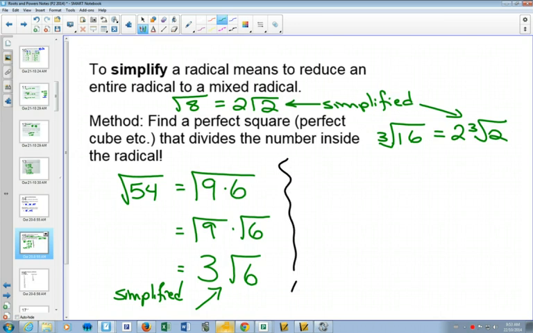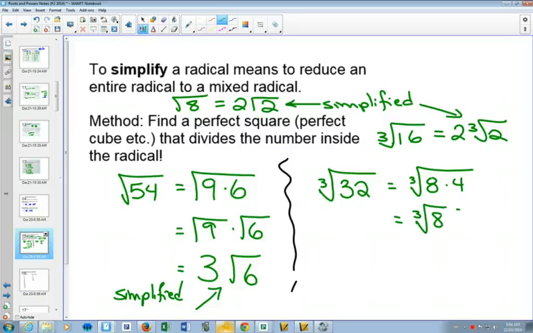Let's do one for cube roots. Let's do the cube root of 32. What are numbers that multiply to get 32? 2 and 16, 8 and 4. Is that it? 16 and 2, 1 and 32. Are any of those perfect cubes? 8 is, because 8 is 2 times 2 times 2. So we could rewrite 32 as 8 times 4.